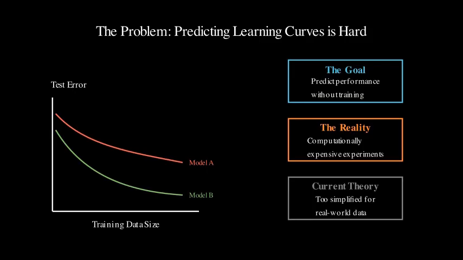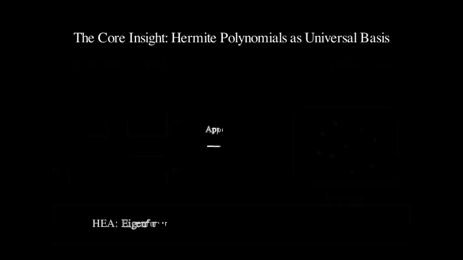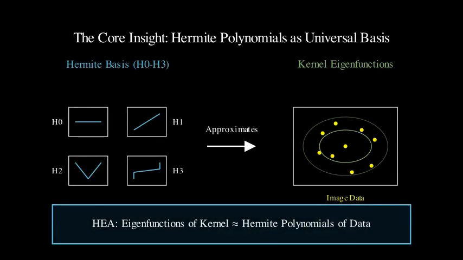This is computationally expensive, especially for large datasets and complex models. Current theory often relies on simplified data distributions or asymptotic analysis, which may not accurately reflect real-world scenarios. The key insight of this paper is that the eigenfunctions of kernel operators, which govern the behavior of kernel regression, can be well approximated by Hermite polynomials of the data. Essentially, the paper proposes the Hermite eigenstructure ansatz, or HEA, as a reasonable approximation.